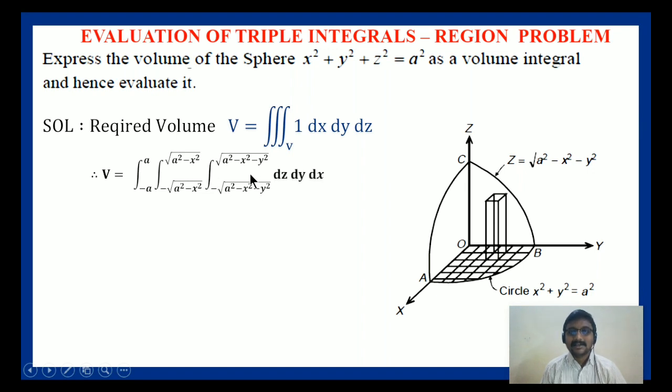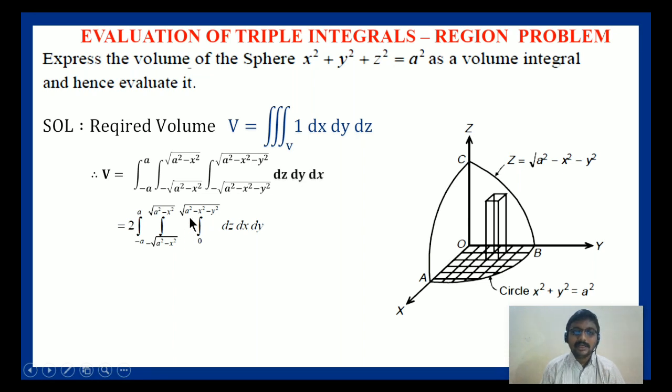But here the integrand function is 1. 1 is a constant function, and every constant function is always an even function. So negative to positive root can be written as 2 times the integral from 0 to root of a square minus x square minus y square. What is the integration of 1 with respect to z? We already know a formula: the integral of minus a to a of f of x dx is equal to 2 times the integral of 0 to a of f of x dx whenever f of x is an even function. Here also 1 is a constant function, and every constant function is always even.